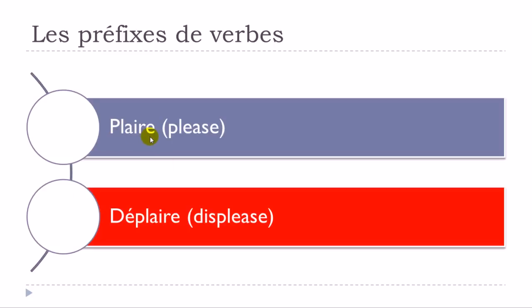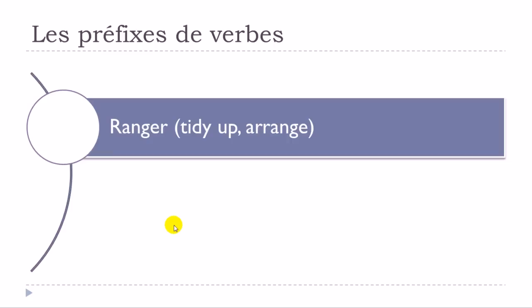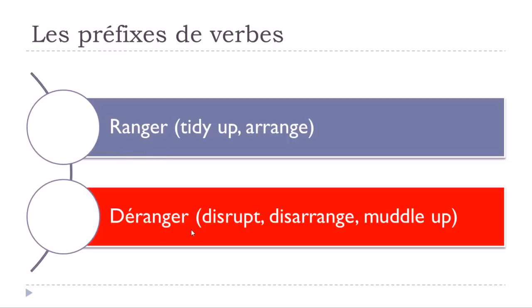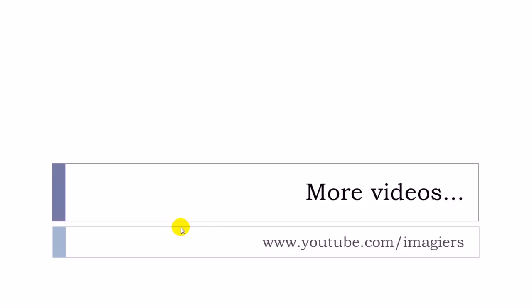Plaire, déplaire. Plaire will become déplaire. Ranger, déranger. Okay, so ranger, déranger. And that's it. So keep in mind that, of course, it doesn't apply to all the verbs, because in some cases it's not possible to modify the original verbs, okay? But this is quite useful because, as you can see, it's not that difficult, and you could use these verbs quite often, okay?